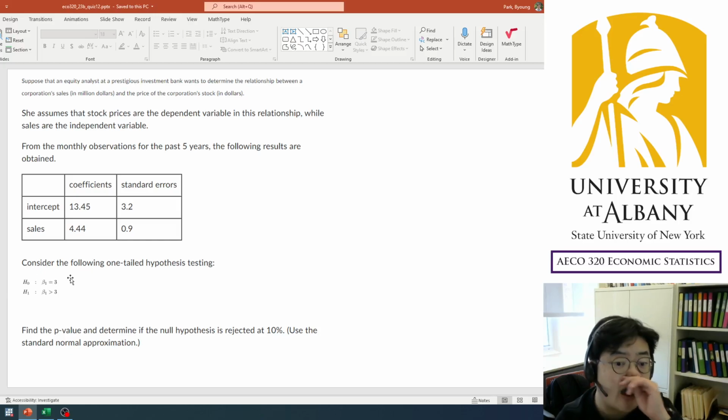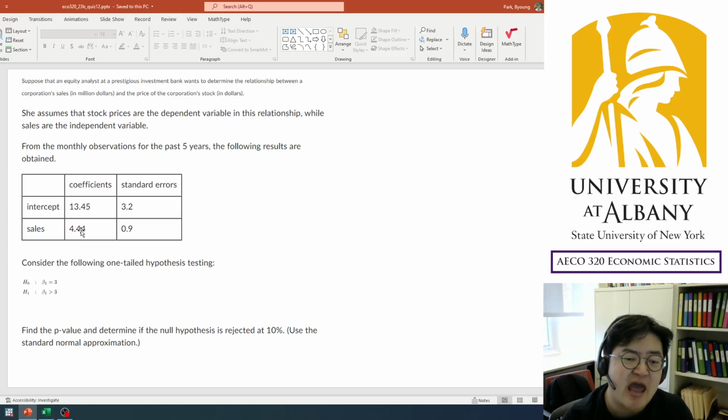Given these estimation results, consider the following one-tailed hypothesis test. So you believe that the effect of sales must be at most $3, 3 or lower. You don't believe it can be greater than $3. So your alternative is greater than 3. Upper tail test, right? So you are rejecting only if beta 1 is greater than 3. So here, find the p-value.